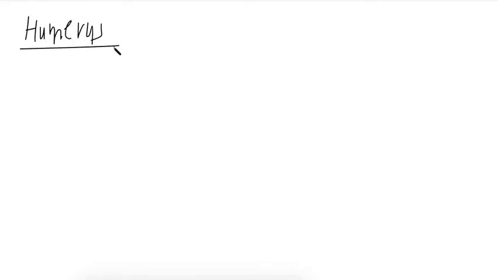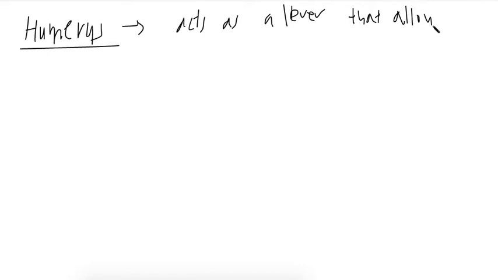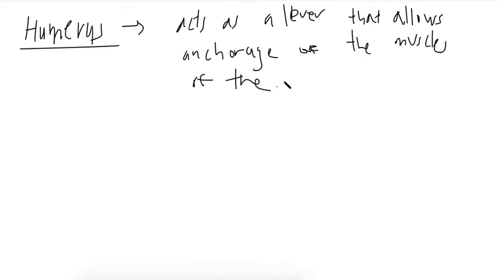Okay, so next, this is where a diagram should come in. I'll first explain the definitions and then write the diagram. There's three important bones that we should know. There's a humerus, which acts as a lever that allows anchorage of the muscles of the elbow.